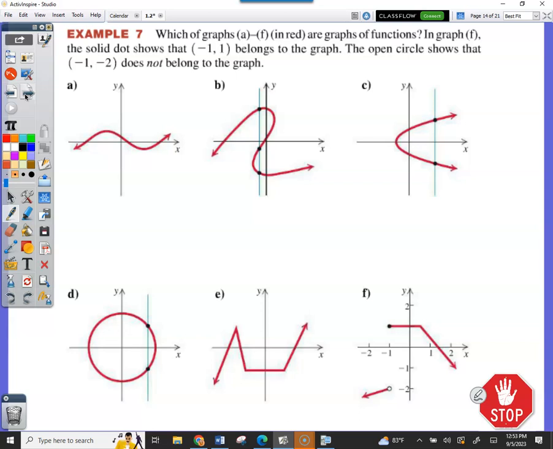Look at all of these graphs and tell me if they pass the vertical line test or not. So on your paper, just write a yes or no, or a Y or an N, to confirm that they pass the vertical line test. Are they a function?